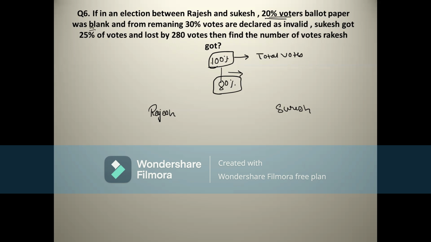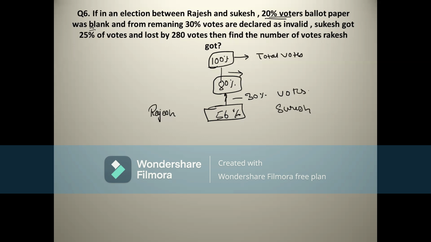From this 80%, 30% of the votes are invalid. So the valid votes will be what? 30% of 80 is 24. So 80 minus 24 will be 56. So 56% will be your valid votes.